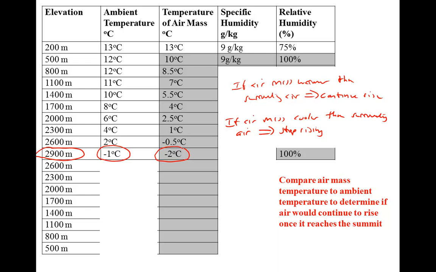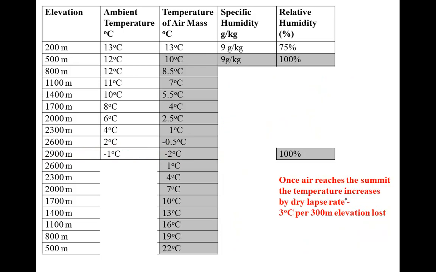In this example, our air mass is cooler than the surrounding air, so it's going to stop rising at the top of the mountain and instead start sinking down the other side, warming at the dry lapse rate. So as we bring our air mass down the other side, it compresses and warms at the dry lapse rate of 3 degrees C per 300 meters of elevation lost.